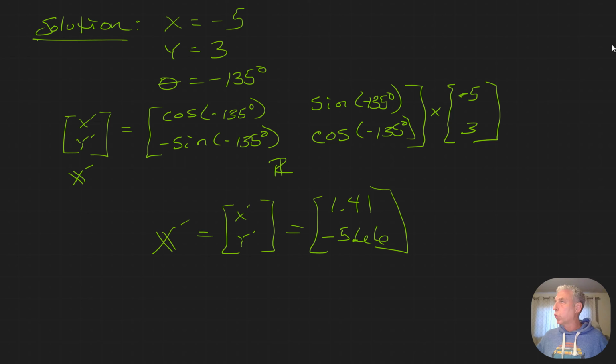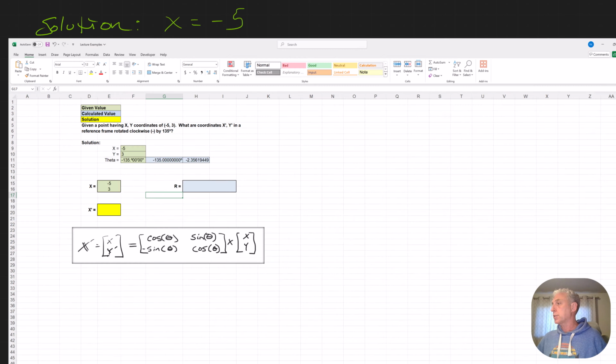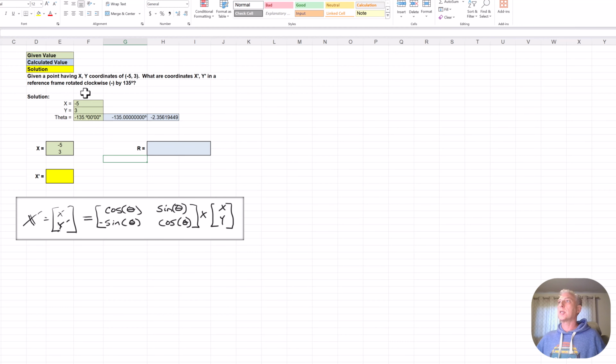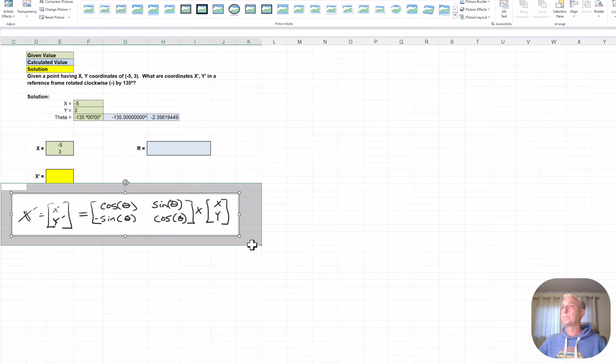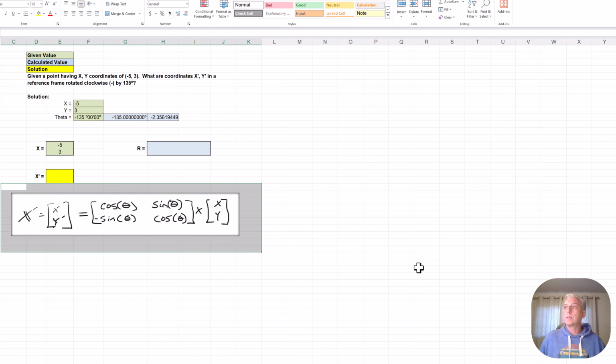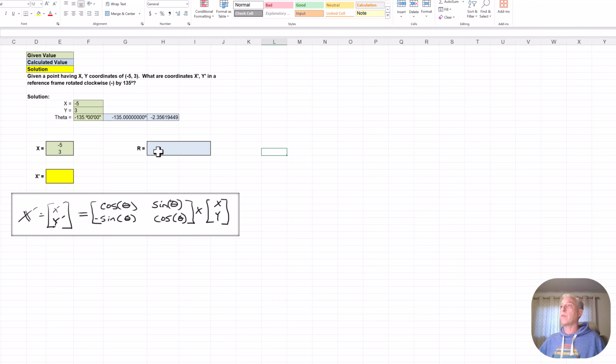And I think real quickly before we go, I'll show you how I did that in Excel. So here is a template. I have my problem laid out. I have my original x coordinate, my original y coordinate, the theta value or rotation, which I've converted to decimal degrees and then radians. So here I have my x vector, and I'm going to fill in my rotation vector, and then their product is my solution. And since I have my nice handy matrix formulae right there, I can just follow that.